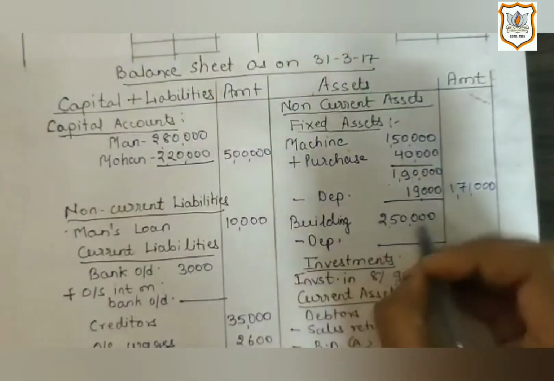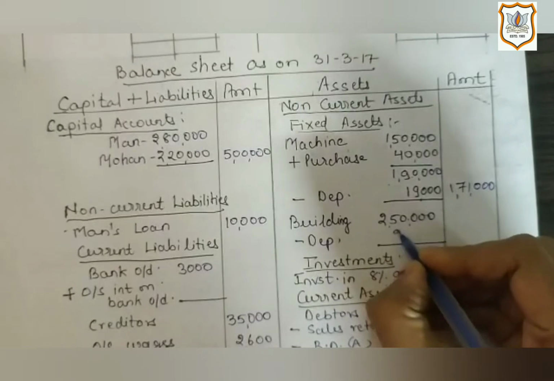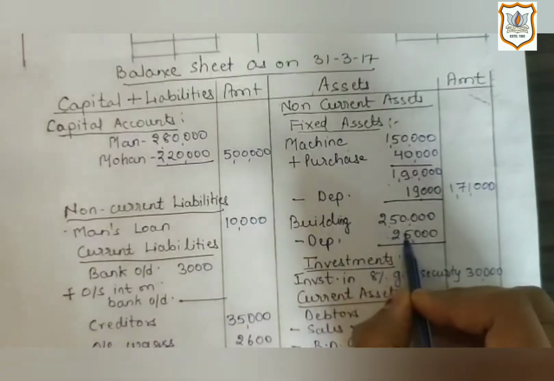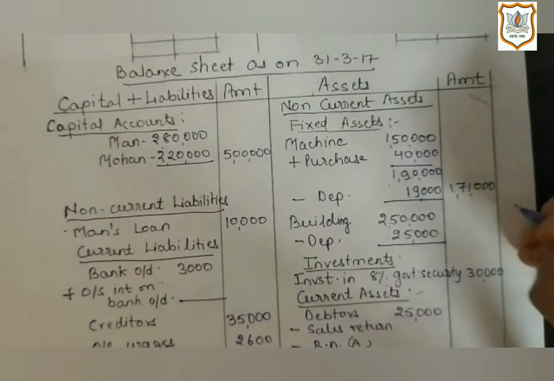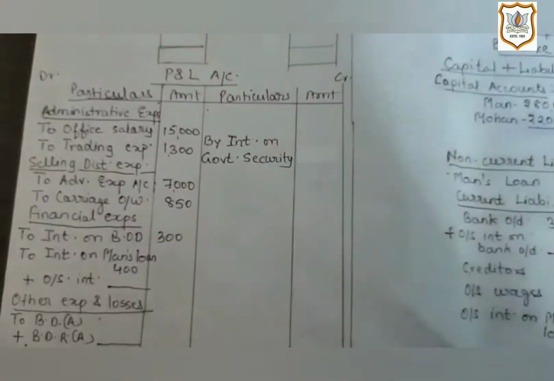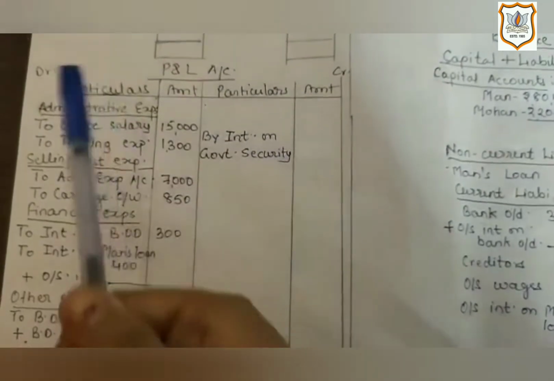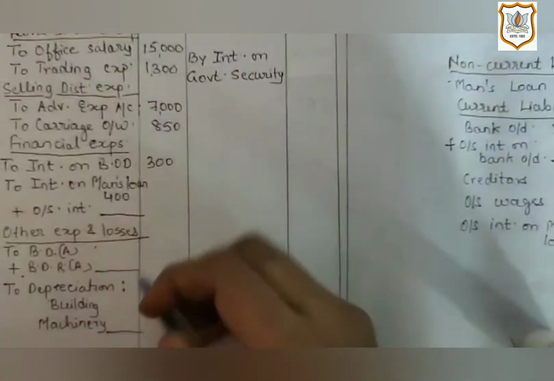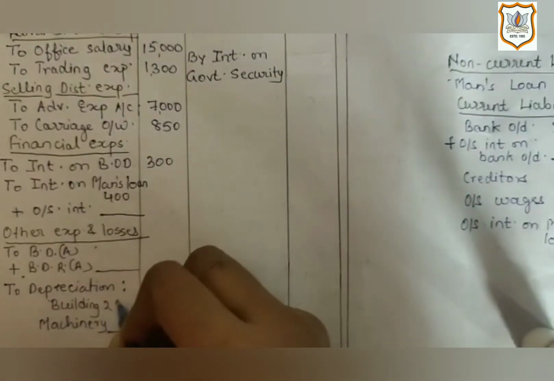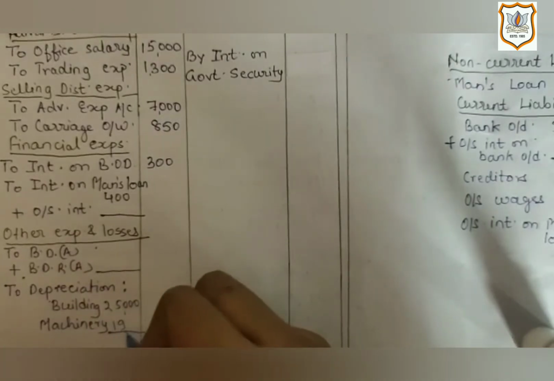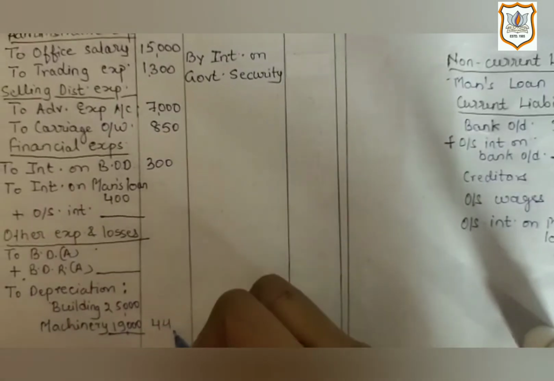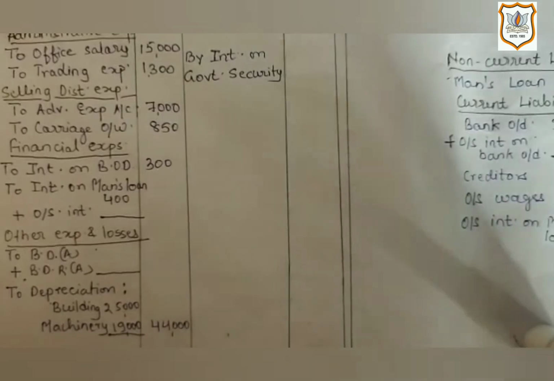Similarly for building also, 10% of 2,50,000 is 25,000. So this is the value of depreciation on building. And in outer column, we will get 2,25,000. Now second effect of it would be on debit side of profit and loss account, depreciation on machinery and building, 25,000 and 19,000. In outer column, we will get total depreciation 44,000.